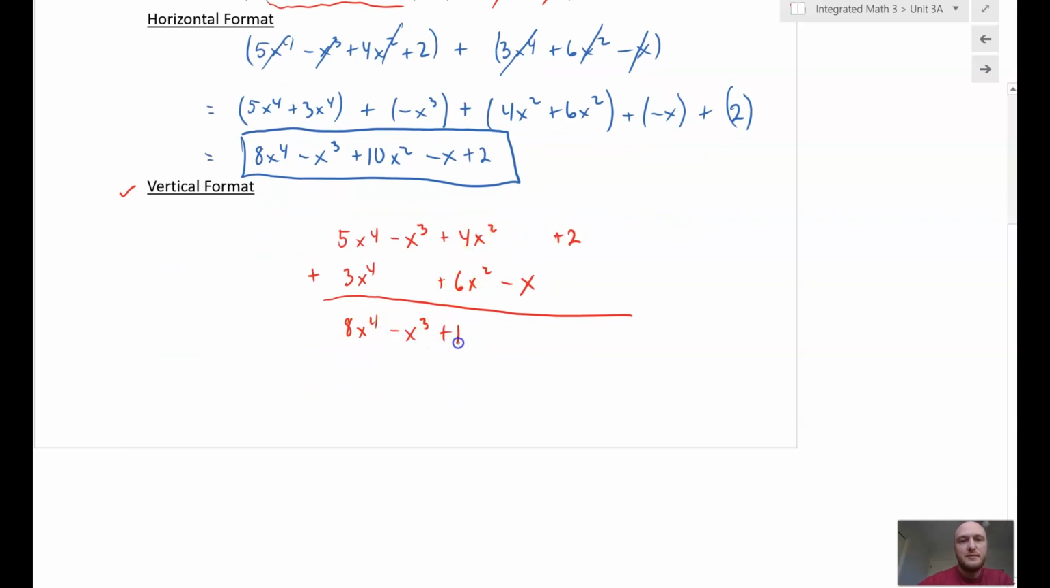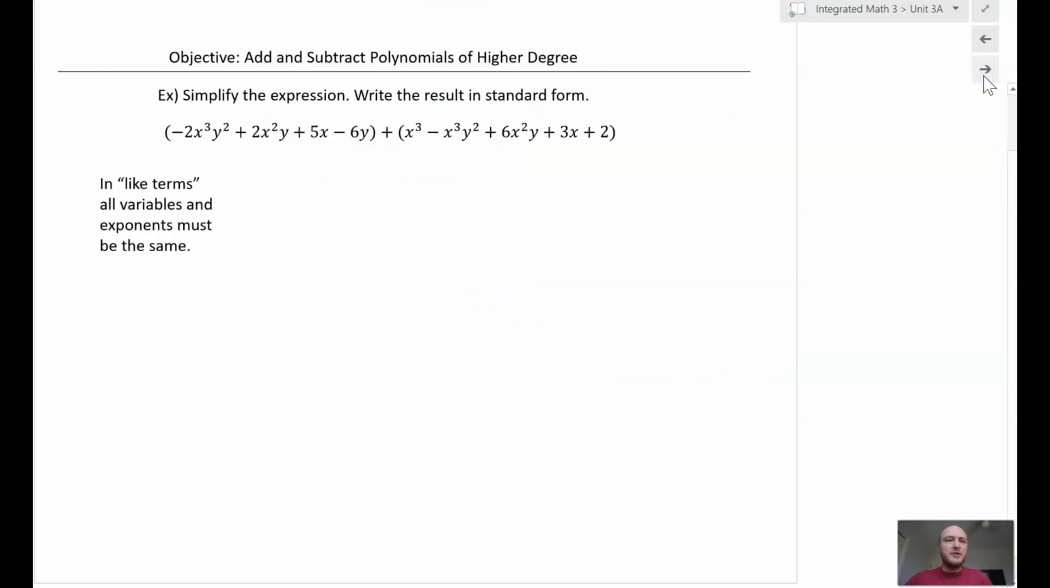Four plus 6 is 10. Okay, and there is my polynomial. All right, so you can do whatever method you like best. I'm going to go ahead and use the vertical method.